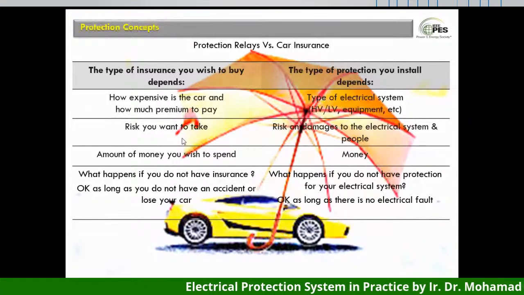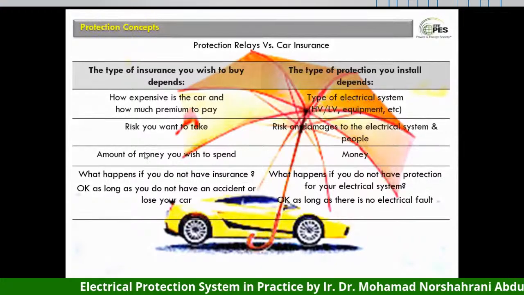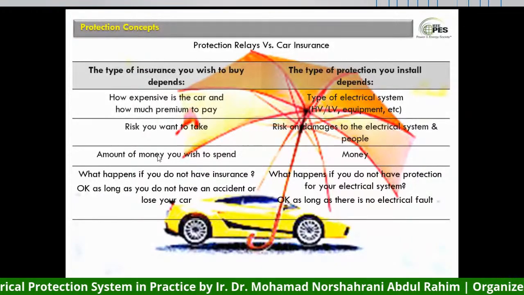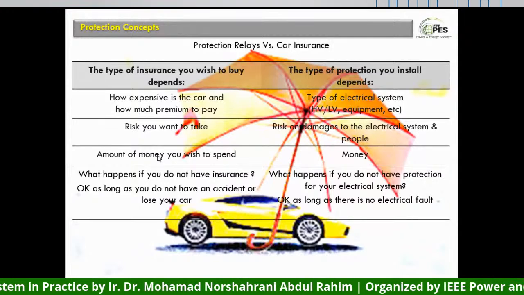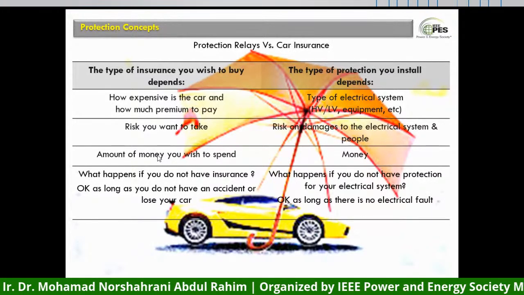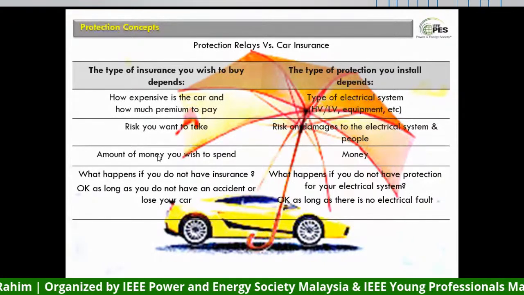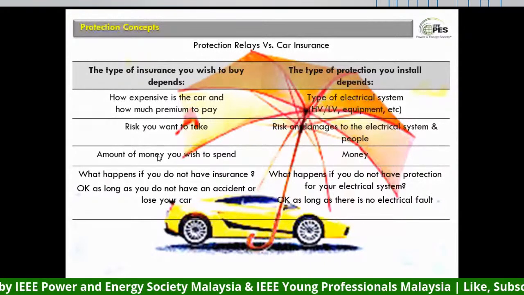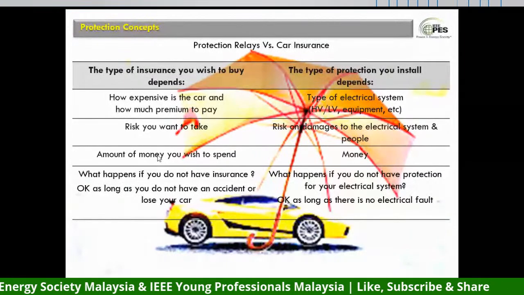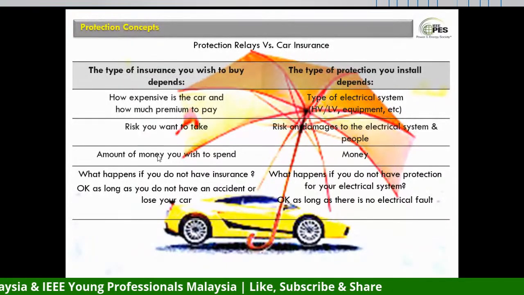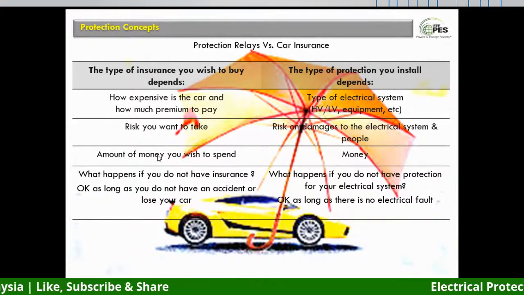The third one is the amount of money you wish to spend. We need to consider the budget that we have. Instead of just thinking of having every substation board and main switch board protected, we need to consider how much money we have. Or we just protect the main, and for other zones, if there is a tripping, we just allow it to happen.